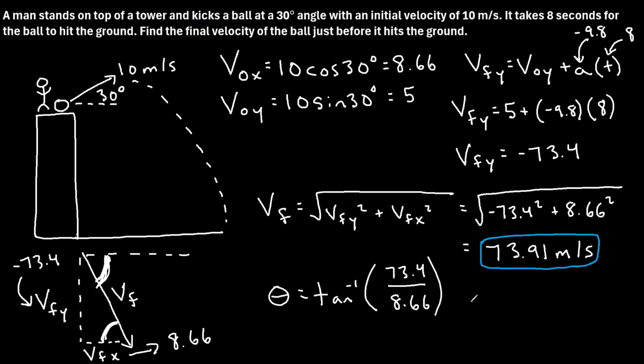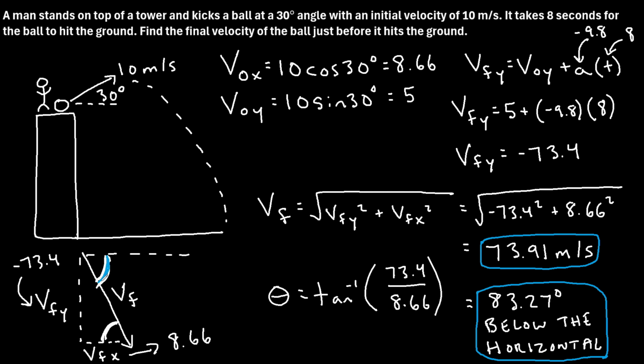So when you punch this into a calculator, it comes out to about 83.27 degrees. So that's the angle right here. So that's the angle relative to the horizontal. So let's specify that. Let's say below the horizontal. So that's the final angle of the ball right here. So that is how you can solve that type of problem.